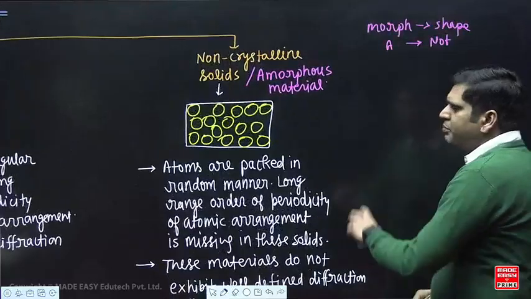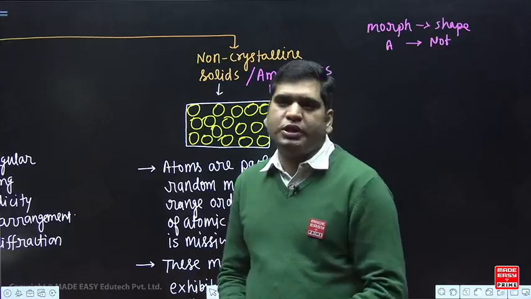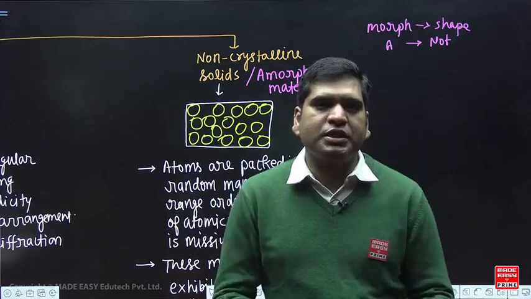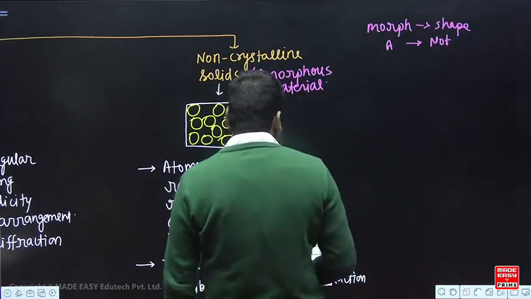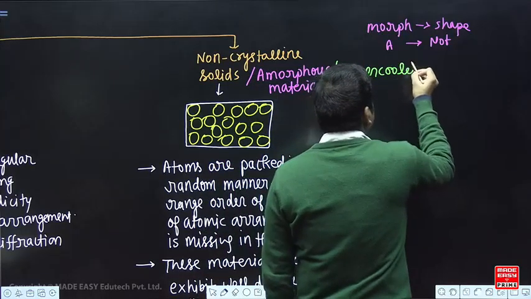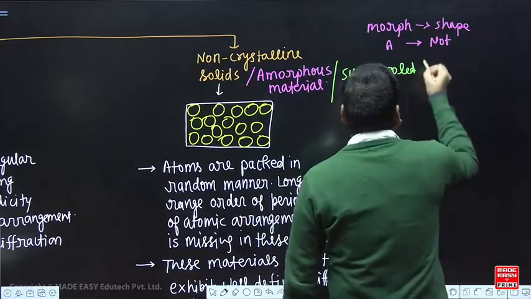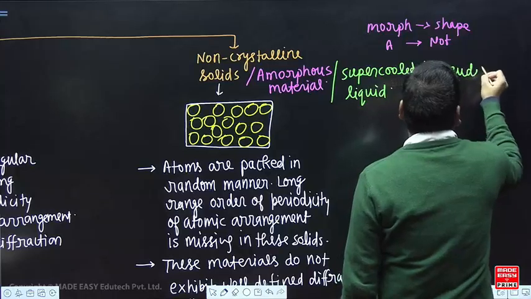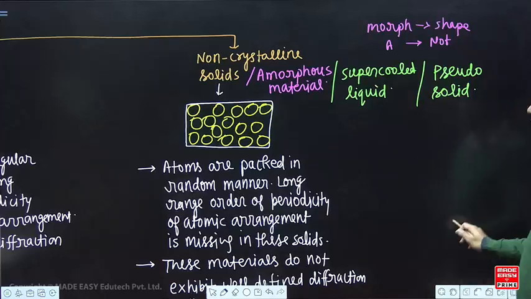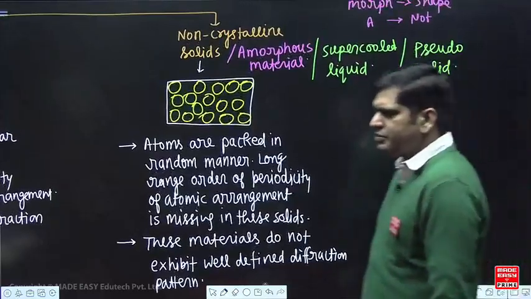These materials have a random atomic structure just like liquid. So sometimes they are also called supercooled liquids. The only difference is liquids can flow and these cannot flow. So it seems that a liquid has been frozen. That's why sometimes the name supercooled liquid is given. Sometimes these are known as pseudo-solids, because their atomic arrangement is similar to liquid. So you can say these are not actual solids, so they are pseudo-solids. So please write all these names.